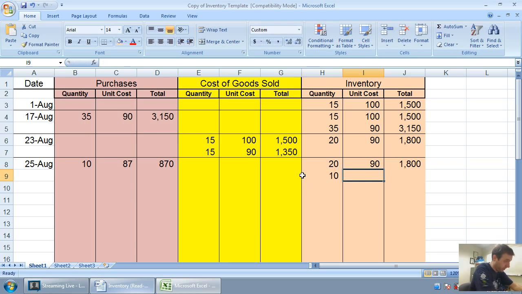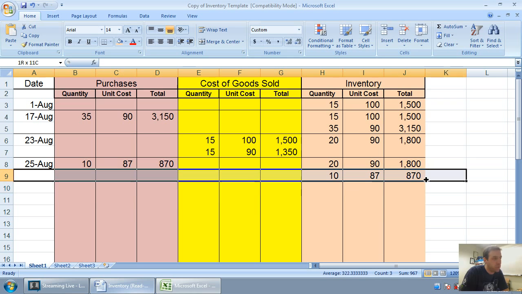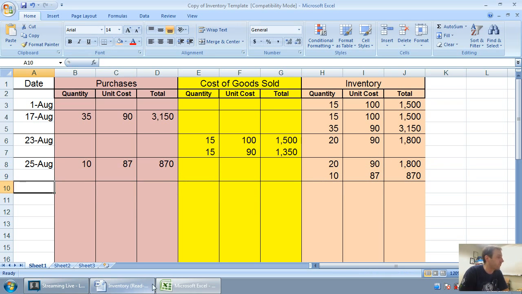I'm adding to it 10 at 87 for 870. And again, I make no attempt to total. I make no attempt to mix those numbers because under FIFO or LIFO, I just need to keep track of them. I don't need to add them up.